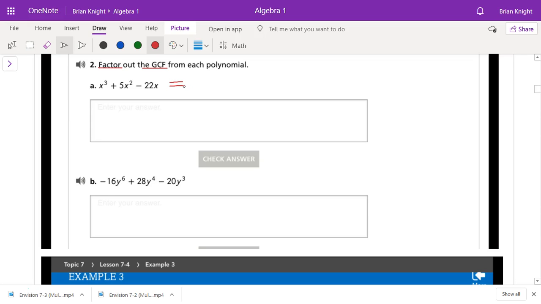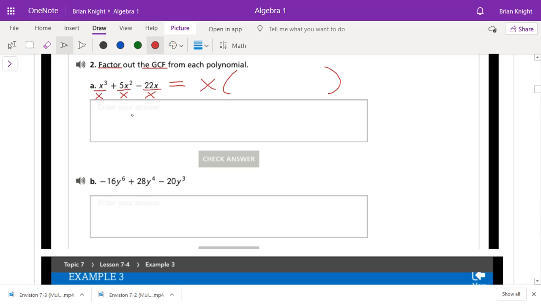Do they all have x's? Yep, so which one has the smallest degree? Just a 1. Just x. So all you do is you bring x out front, okay? So it says factor it out. So we're factoring it out. So how do you know what goes inside here? You divide everything by what you take out, okay? Divide everything by the common factor.